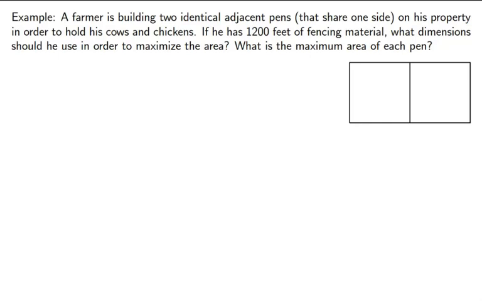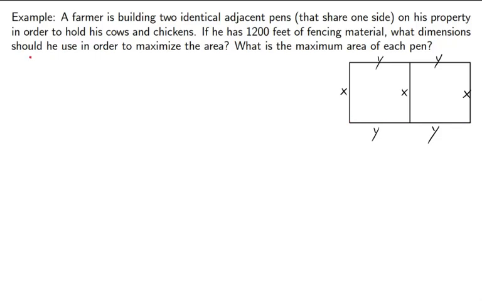The usual strategy for this is to label one direction as X and the dimension of the other pen, just a single pen, as Y. And so what we have, if we look at it, we've got 3 sides of length X and 4 sides of length Y. Now you could do this a little bit differently if you wanted to and call this whole side Y, but that tends to make the problem harder in general.